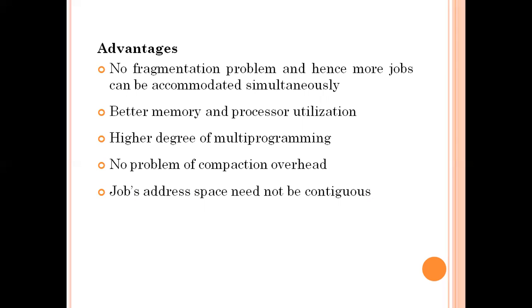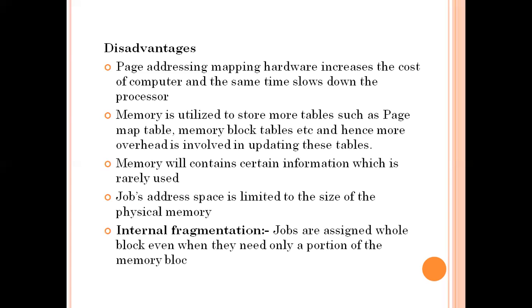So the job address space need not be continuous. Suppose the job requires 2 blocks, then there is no rule that the 2 blocks must be free continuously. One block may be free at the 4th place, and the 10th block may be free. You can allocate it. Sometimes the 3rd block and the 6th block are free, no problem. The first page you can keep in the 3rd block, and the second page in the 6th block. But the paged memory management technique also suffers from certain drawbacks.